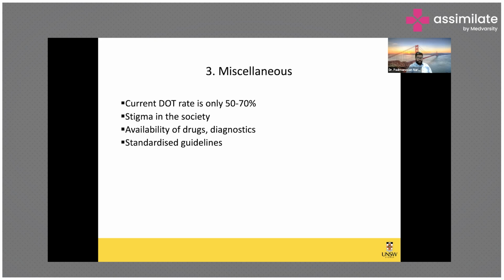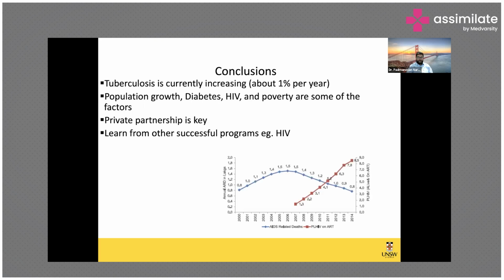Okay, so I just want to conclude this lecture seminar by saying that we are seeing a constant growth in TB, partly because we've got constant population growth, and we've got other factors like diabetes, HIV, and other social determinants like poverty, and that's driving the growth.